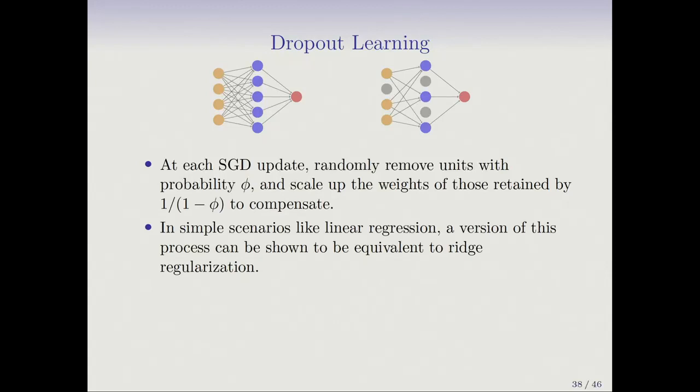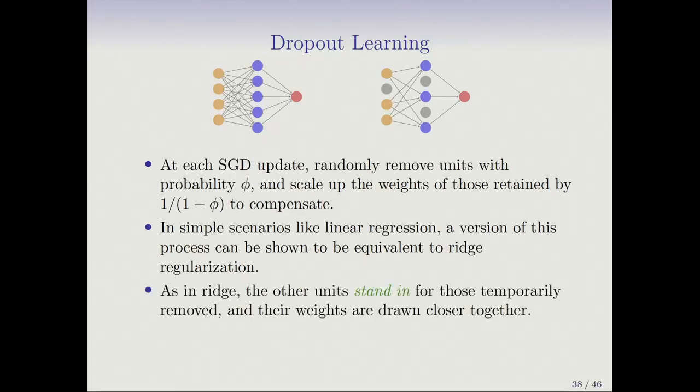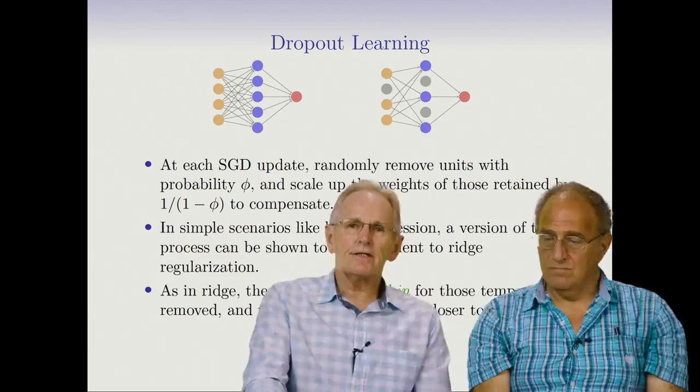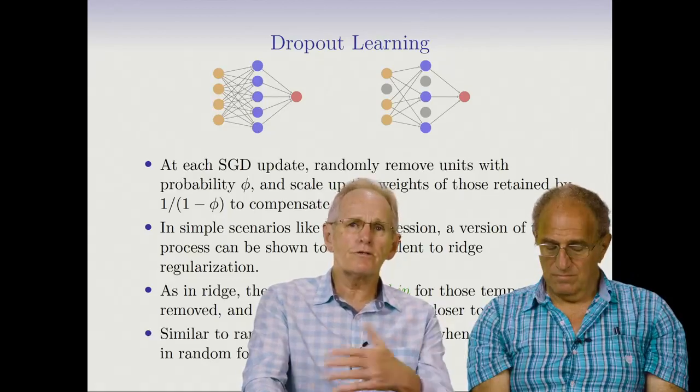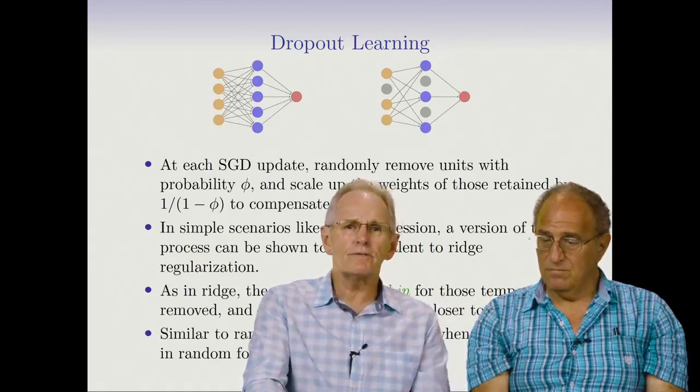So in simple scenarios, like linear regression, it turns out a version of this process can be shown to be equivalent to ridge regularization. As in ridge, the other units stand in for those temporarily removed, and their weights are drawn closer together. And so that's become a very popular form of regularization for deep networks. And of course, it speeds up the learning as well, because you've got fewer units to process.